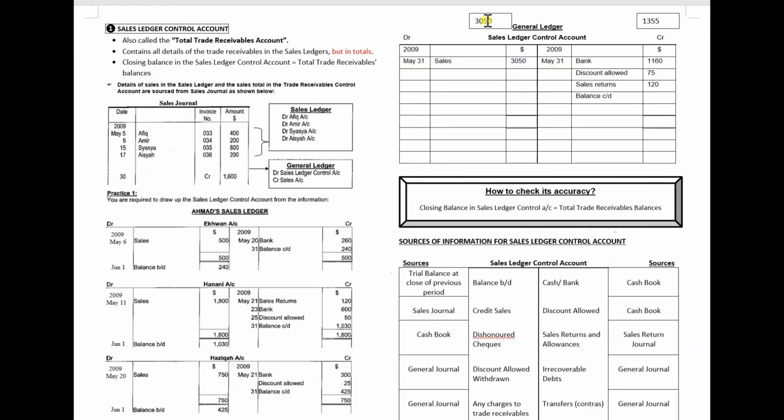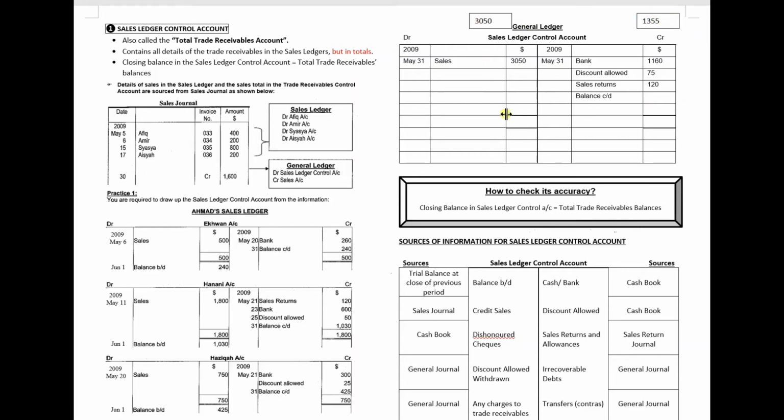So you compare these two. This side is 3050. This side is 1355. And so we can already see that the debit side is bigger. So we say that this account has a debit balance. Now debtors is an asset account, so a debtor almost always has a debit balance. You can see it will eventually have the debit balance. If the bigger side is on the credit side, then it has a credit balance.